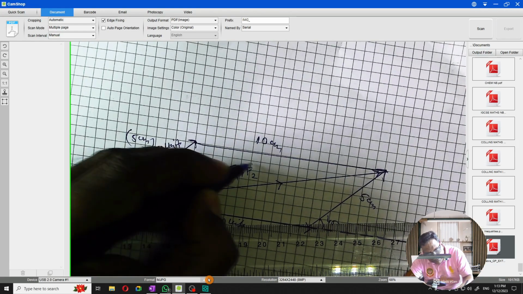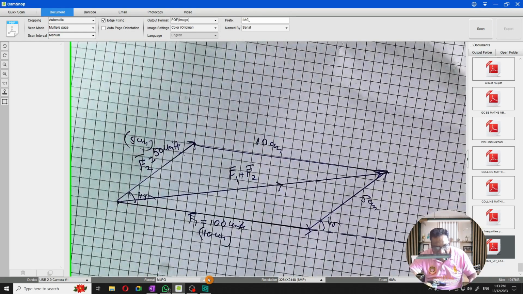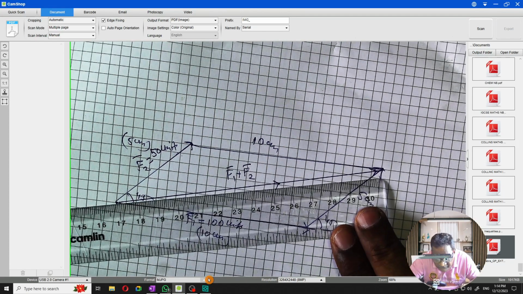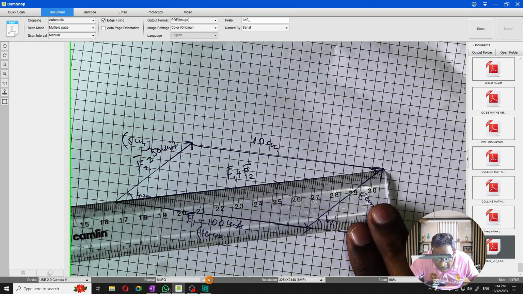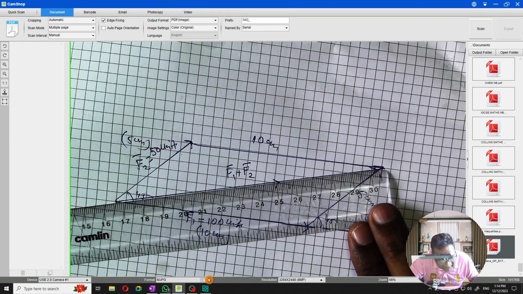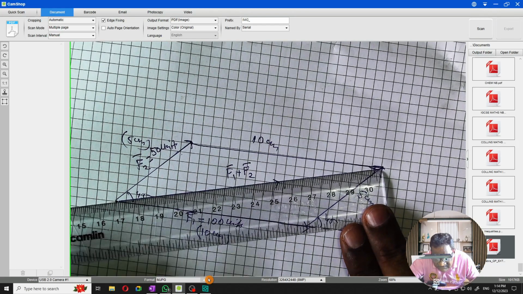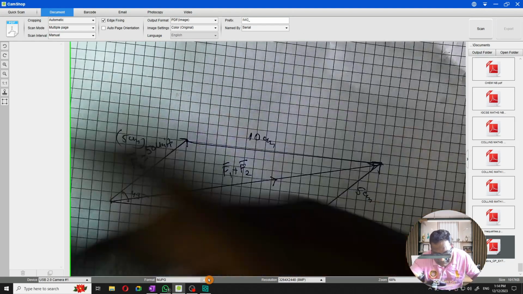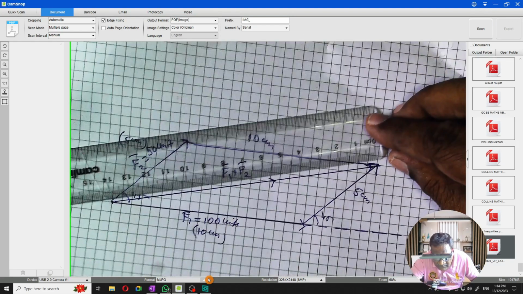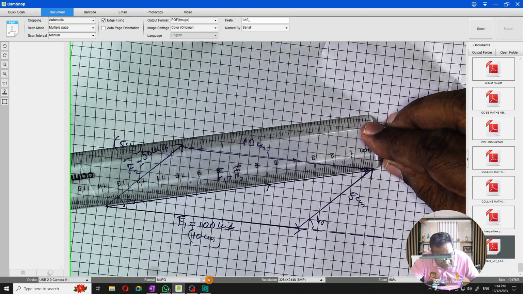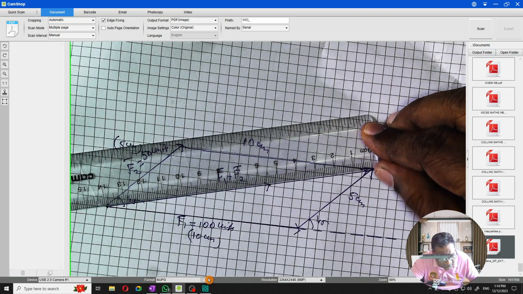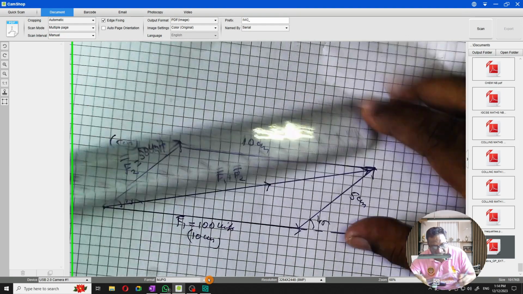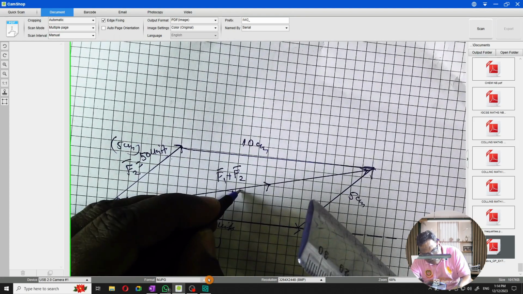Now what will be the magnitude of this F1 plus F2? I'll have to measure the length of this. So the length happens to be from 17 to 31, roughly. Let me check it again. Let me do it this way. The length is going from 0 to 14. It's going to 14 centimeters, right? So I'm getting this as 14 centimeter.